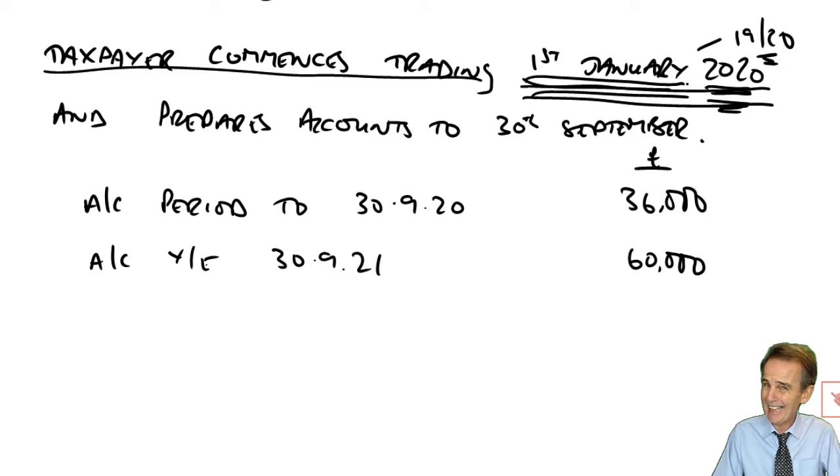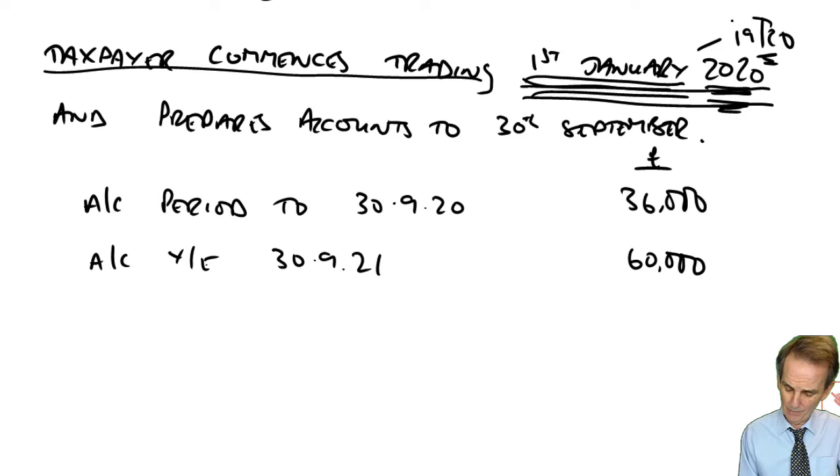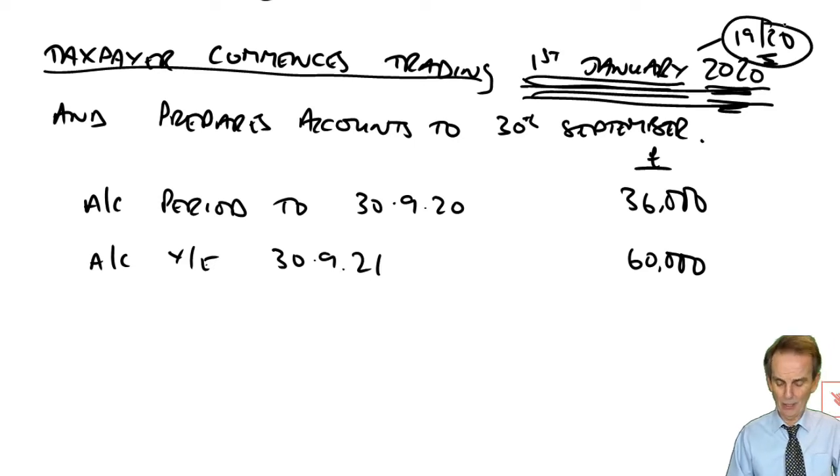So again, I know I'm labouring the point, but don't make that mistake. It could cost you dearly. So take time, check it out. What is your first tax year? We know that for us it's 1920.